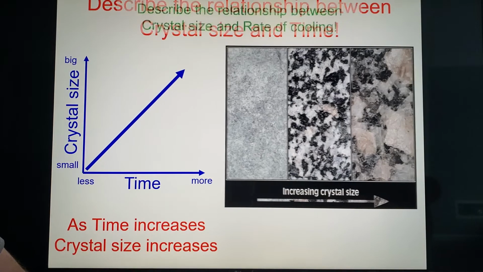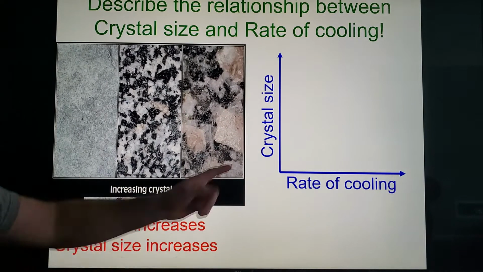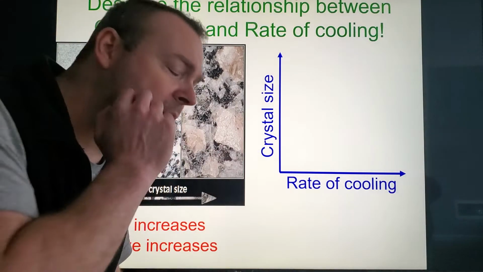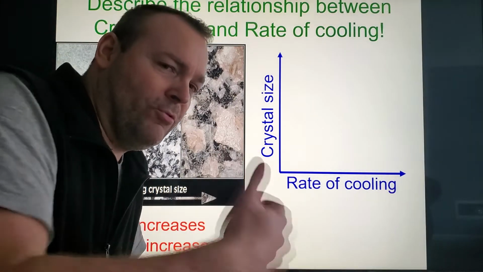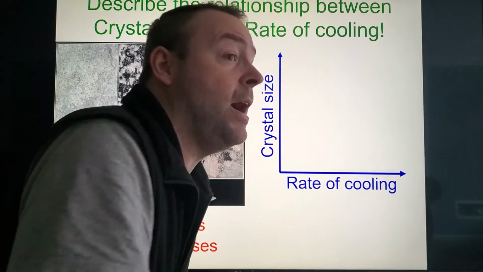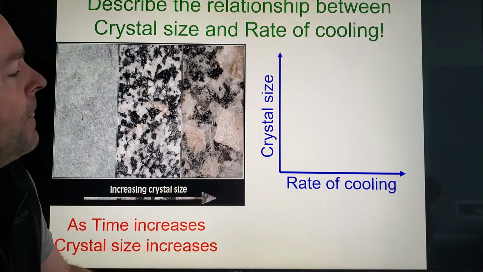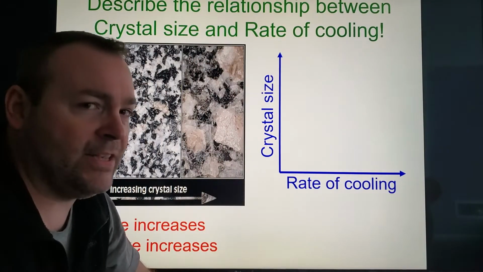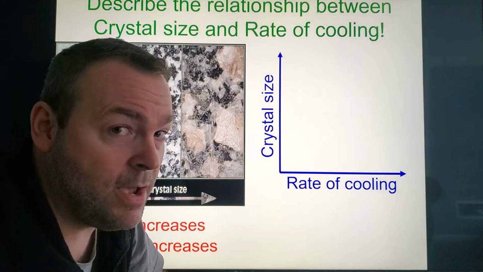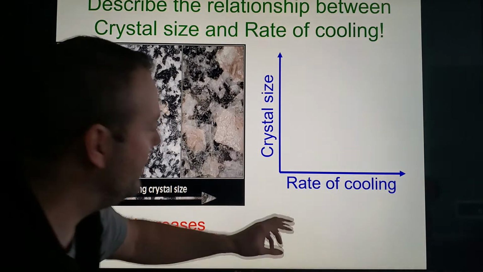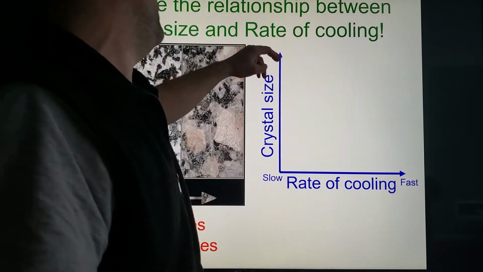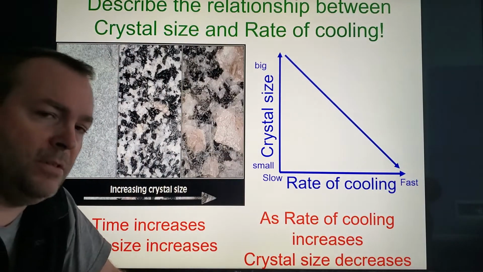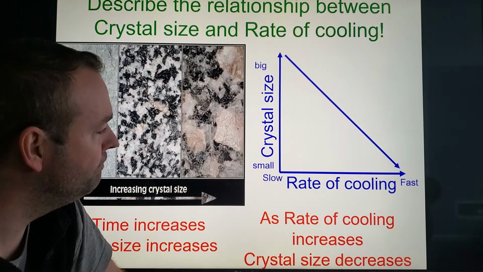Okay? How about this one here? Rate versus crystal size. Now remember, time and rate are a little different, right? Rate at which you do something versus the time it took you to do something. Well, if you increase the rate, that means you did it faster. You did it in less time. So there you go. If you increase the rate, well, then you have to decrease your crystal size because you had less time to form. Okay?